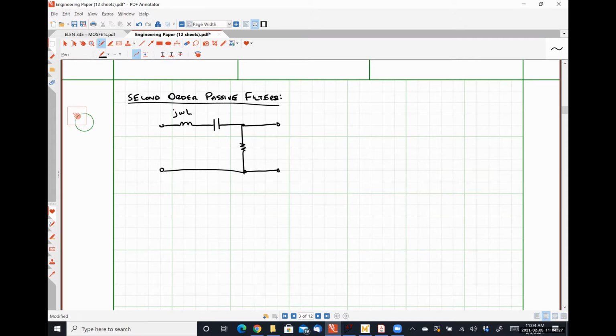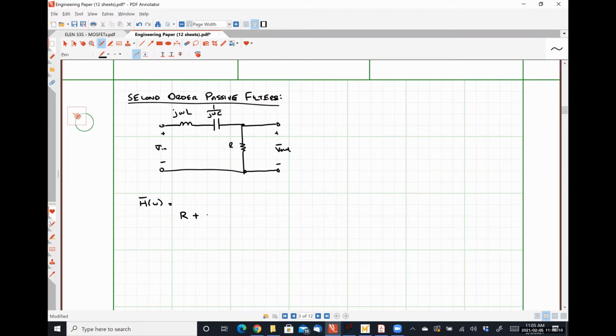We have an impedance j omega L for our inductor, an impedance 1 over j omega C for our capacitor, and an impedance of R for the resistor. Our input terminals are on the left-hand side, our output on the right-hand side. So this is just a series RLC circuit being used as a filter, with the output taken over just the resistor. All right, so our transfer function, just using the principle of voltage division.